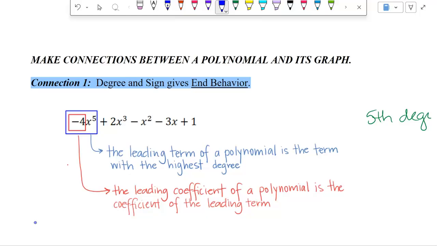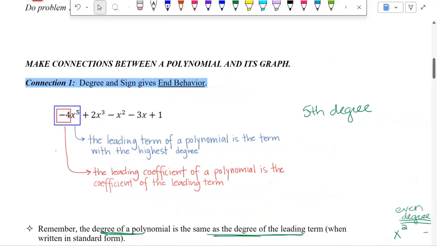So if we look at our first term, we can look at the exponent to figure out the power or the degree. And so we see here that this is going to be a fifth degree polynomial, okay? Now, when we look at the leading term, again, the leading term just has the highest degree. So we've got this one with the 5. And the coefficient of this leading term is a -4. So that's our leading coefficient. Now we're going to put this all together.